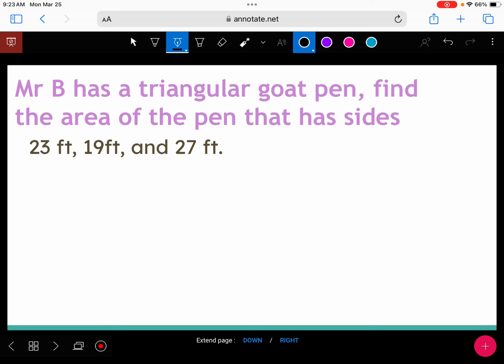Signs of spring. The lawnmower. The lawnmower. Signs of spring.